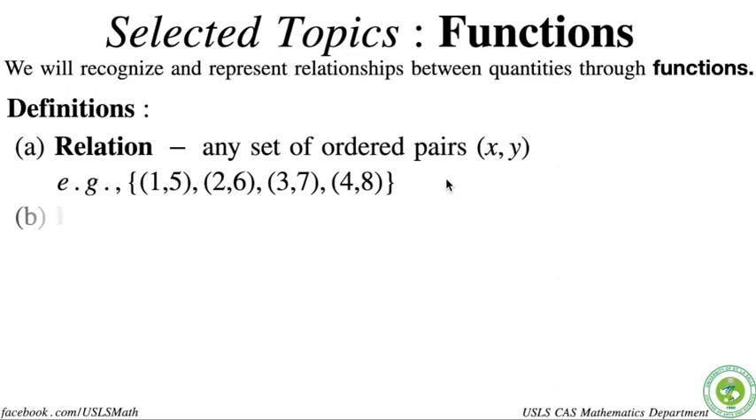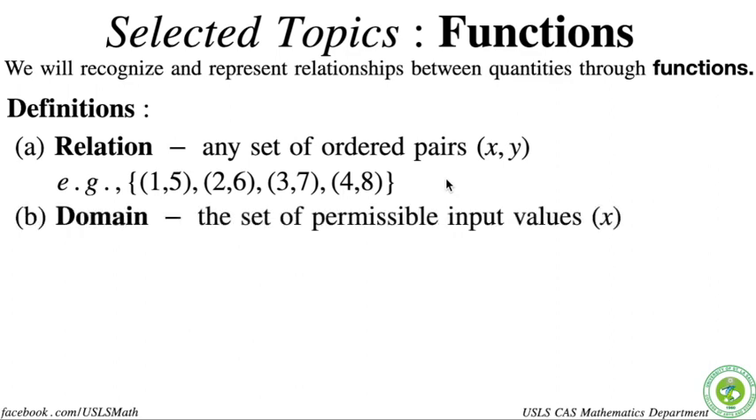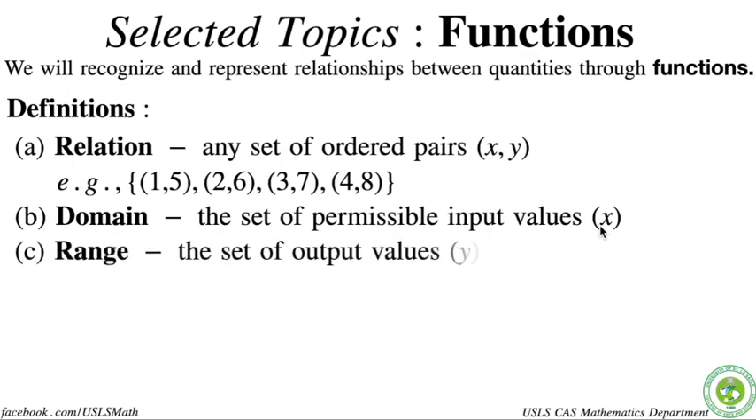Next up in our definitions, we will define a domain. A domain is a set of permissible input values of x. So imagine our x's in this particular example here. If we're going to put them in a set, we call it a domain. Okay, the set of input values, all the x's. Third is the range, the set of output values y. So again, if we're going to put all the y's in this particular example here in a set, we call it the range.